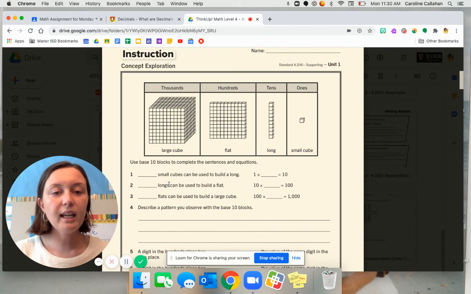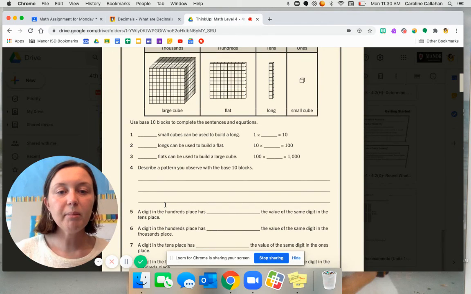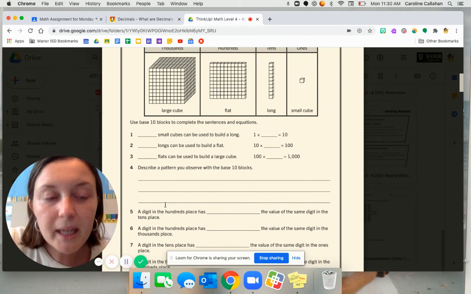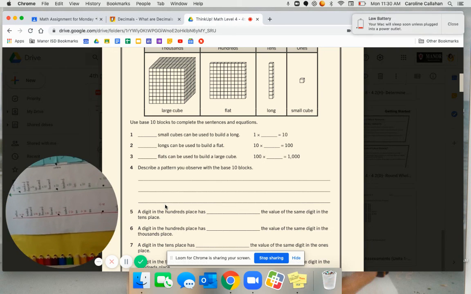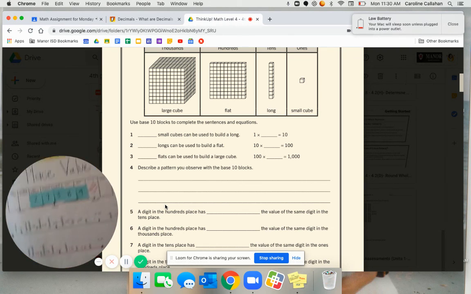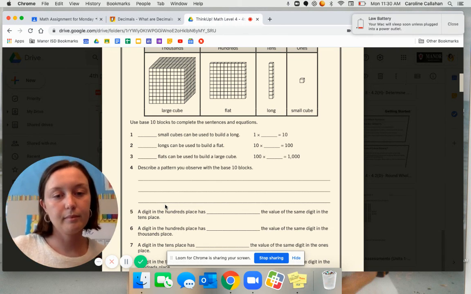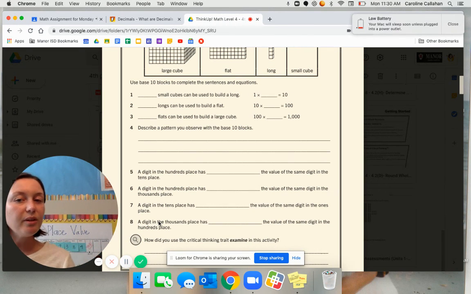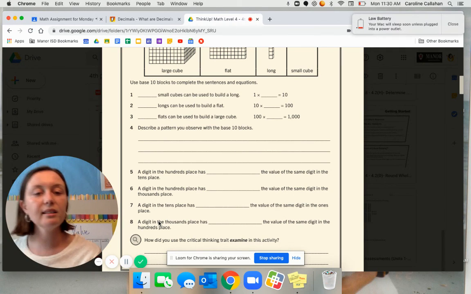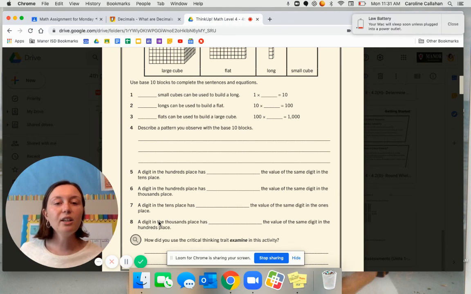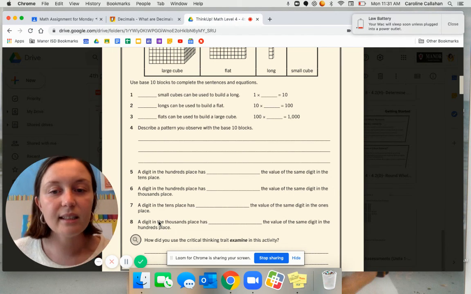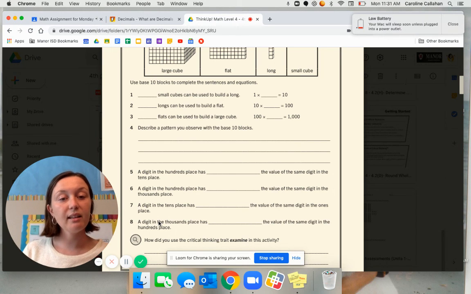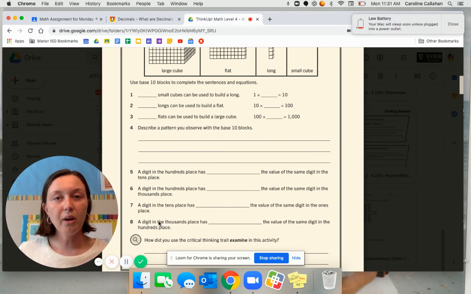Then tell me number 4, describe a pattern you observe with the base 10 blocks. Well, we've been talking about it for such a long time now. Here we are. Number 5 says a digit in the hundreds place has blank the value of the same digit in the tens place. Number 6 says a digit in the hundreds place has blank the value of the same digit in the thousands place, and so on.